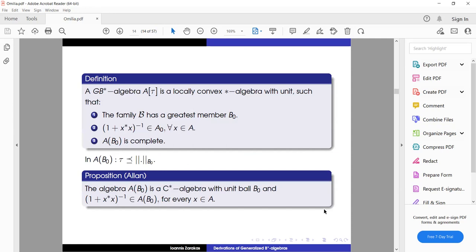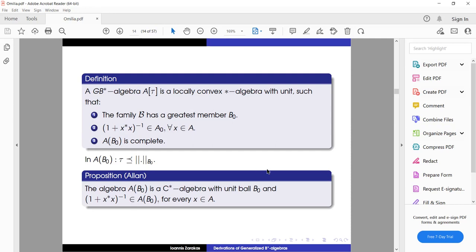Now, the definition, after having defined these collections, tells us that the G-B-star algebras that we're going to work with are locally convex. And with this, I would like to state that there are non-locally convex G-B-star algebras, yet we are going to focus our interest on locally convex algebras with unit, such that the previous family B calligraphic has a greatest member with respect to inclusion. Call it B naught. Secondly, these algebras are symmetric in this sense, that this inverse belongs to A naught, the bounded elements. And the third crucial condition is that the algebra A_B naught, that we have defined before, is complete.